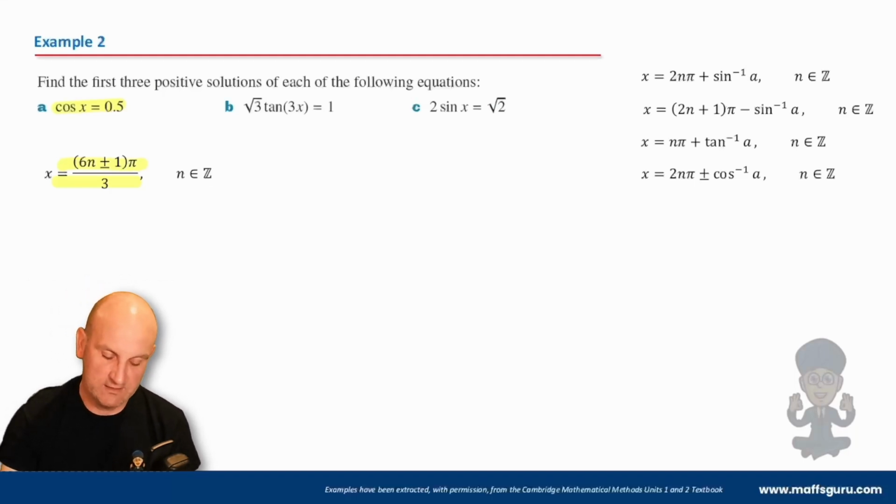So when I put n equals 0 in here, and I'm just going to write n equals 0 here, I'm going to get my values of x is equal to, well, 6 times 0 plus 1 is going to give me pi on 3.